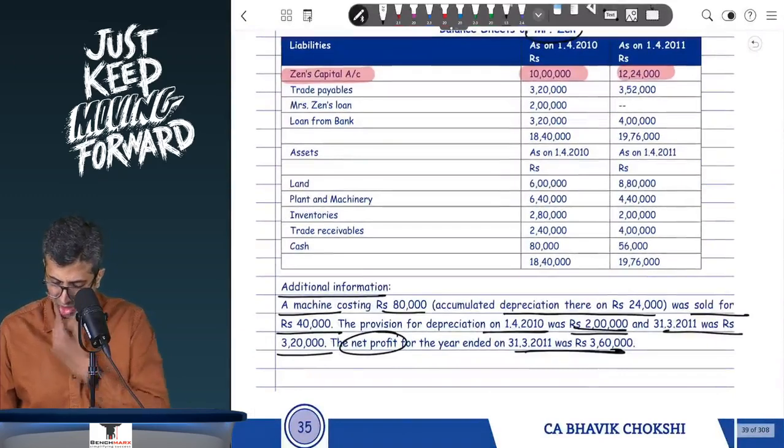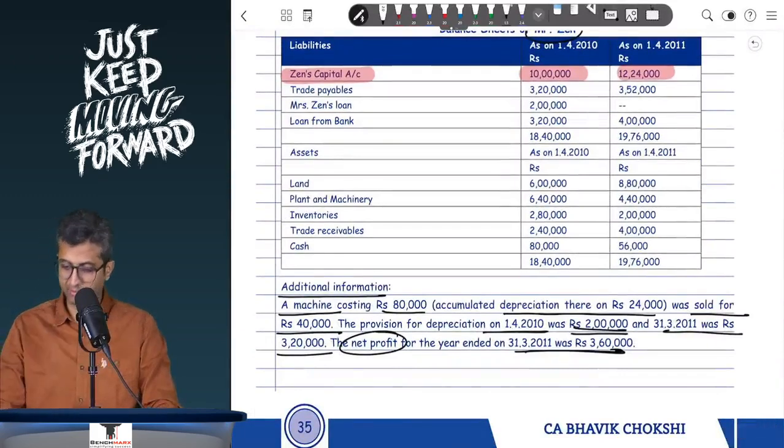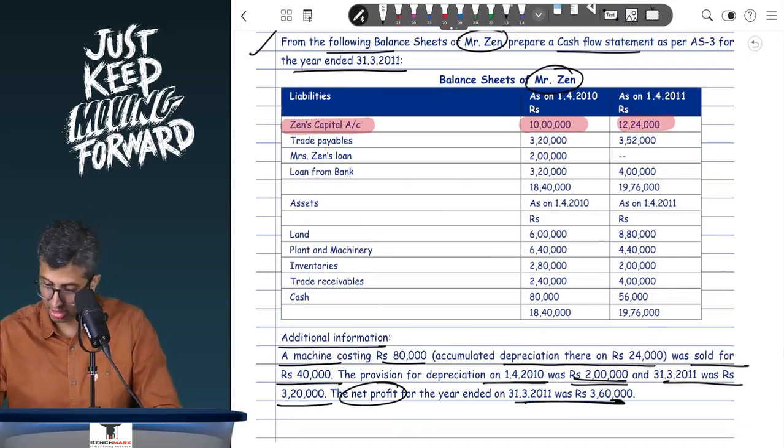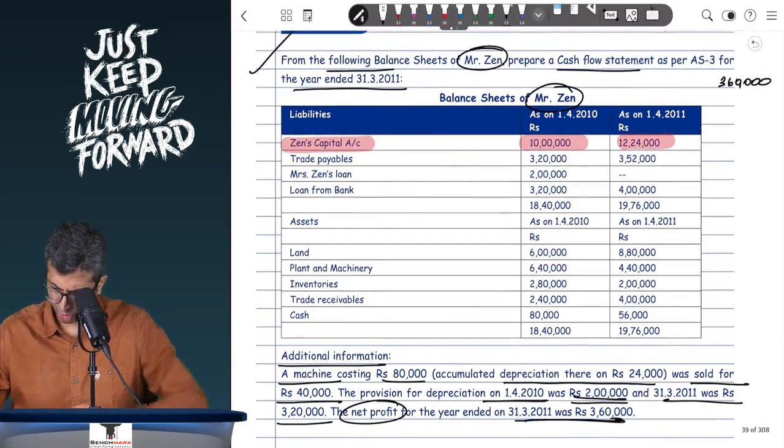यार मेरे को करना क्या है? I have to prepare cash flow, and if I have been given only 2 balance sheets, then I'll have to use indirect method. I cannot use direct method over here. So I'll have to start with the net profit. What is net profit? 3 lakh 60,000. See if there is any tax. There is nothing given, so you will take that only.